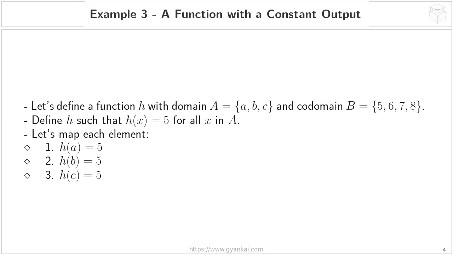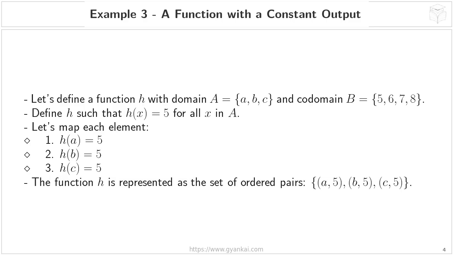H of A is equal to 5. H of B is equal to 5, and H of C is also equal to 5. We can represent this function as a set of ordered pairs. This would be the set containing the ordered pairs (A, 5), (B, 5), and (C, 5).